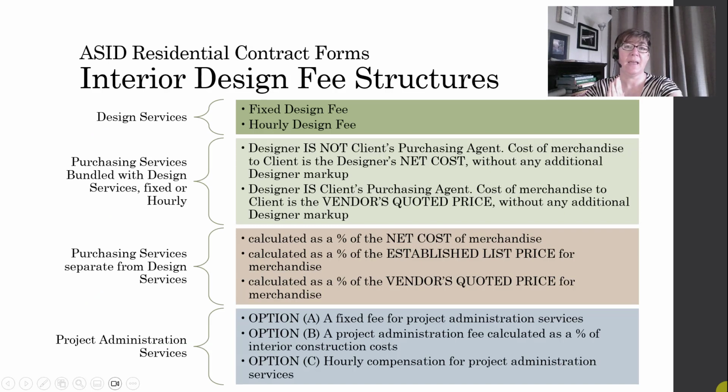Now, those NKBA fee types are really pretty minimal. So let's take a larger look at the industry and look at the ASID residential contract forms, fee structures for interior design in general. Looking at these, you can see that you could charge for design services, purchasing services, and I've separated these out into 2 categories, and project administration services. So your contract could charge for each of these 3 categories in a different structure. This is kind of a mix or match menu.